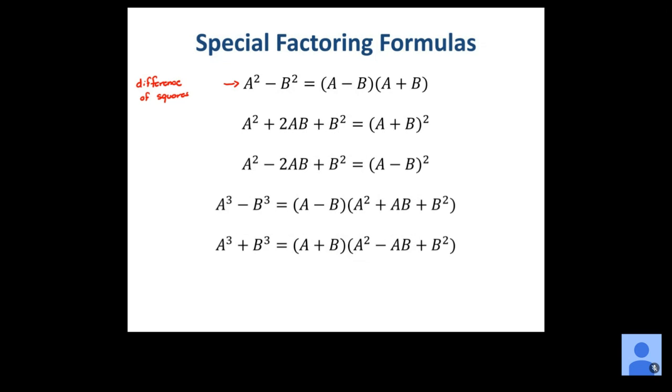Now, if we end up with something like a squared plus 2ab plus b squared, that's going to factor into a plus b all squared. And that's basically the opposite of the special product formula we looked at before. So if you recognize that it's of that form, then we know it should factor into that. And the same thing with a squared minus 2ab plus b squared. Only difference now is we have the subtraction, so it's going to factor into a minus b all squared.